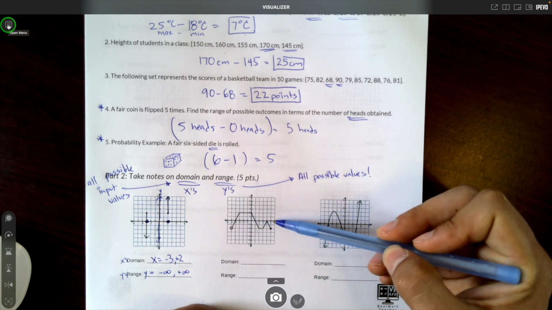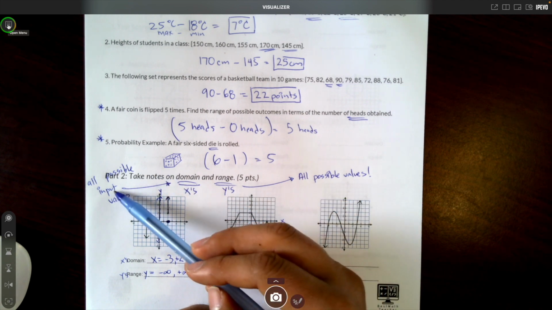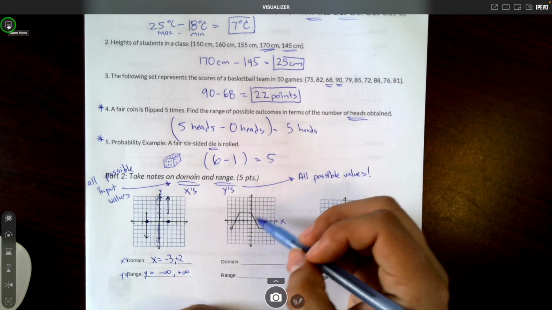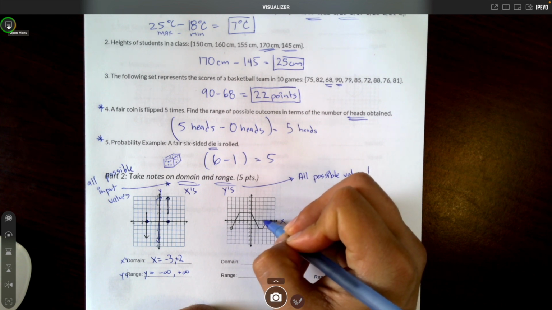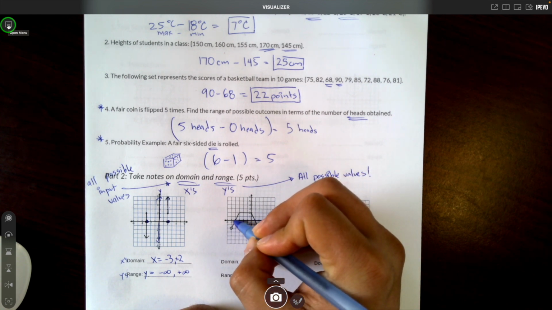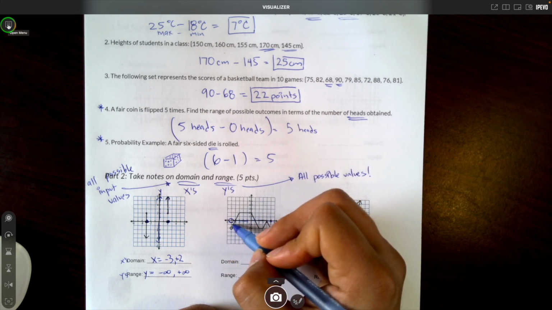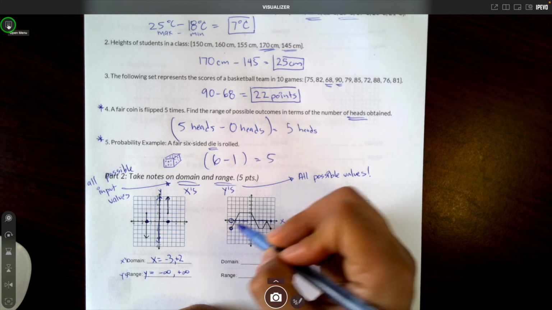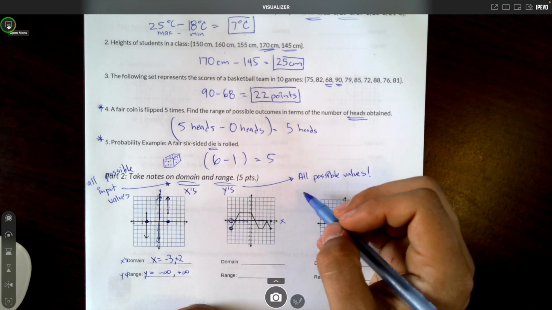If I squeeze this onto the x-axis, because I want to find the domain, all the possible input values, I notice that there's going to be a point here all the way up to 5, and it goes all the way over here to negative 5. But notice I put a big circle on negative 5, and that means it does not include that value.